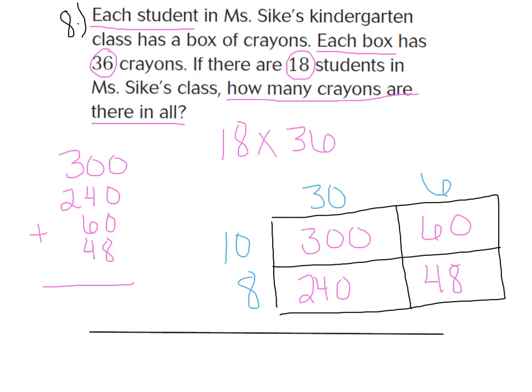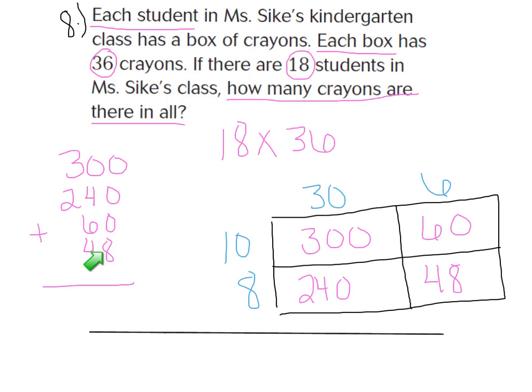Okay, here are my partial products. I want you to check and make sure you got the same partial products as I did. So for 300, I had to multiply 30 times 10. For 240, I needed to multiply 30 times 8. For 60, I had to go up to 6 and over to 10, 6 times 10. To find 48, I needed to multiply 6 times 8. Now, I need to come and take my partial products and add them all together.